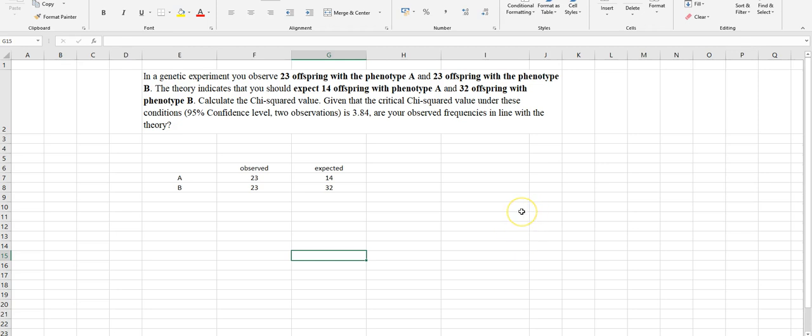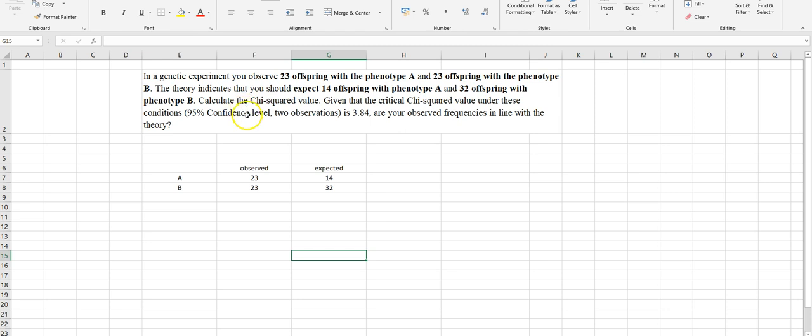In this experiment, we are trying to perform a goodness of fit chi-squared test, and we are basically dealing with observations and also expectations. So in this experiment, we have 23 offspring with the phenotype A and 23 offspring with the phenotype B. These would be our observed phenotypes, and I've written them out here again.